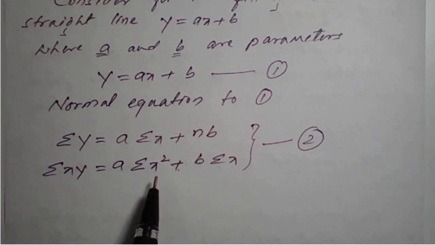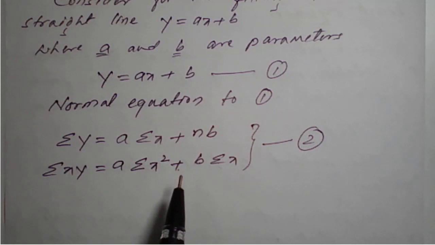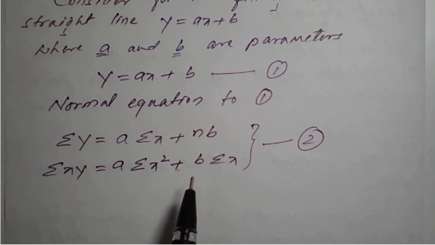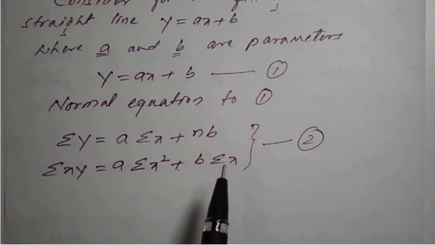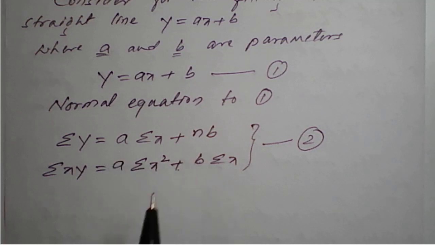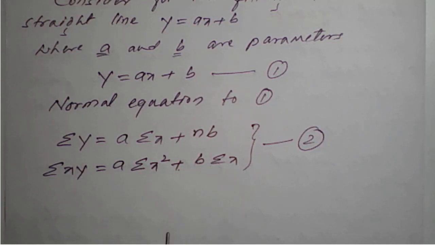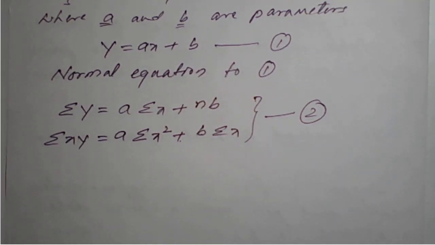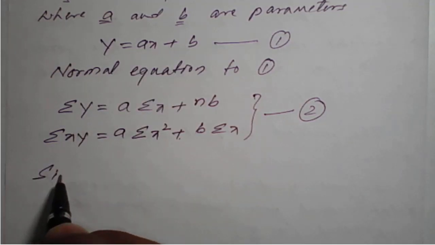So this equation 2 is called the normal equations for fitting the straight line y is equal to ax plus b in the least square sense. By solving these we obtain the values of a and b. If you take a problem, at that time we will understand how to get the values of a and b. Similarly, I want to take one more, the straight line, y is equal to ax plus b.